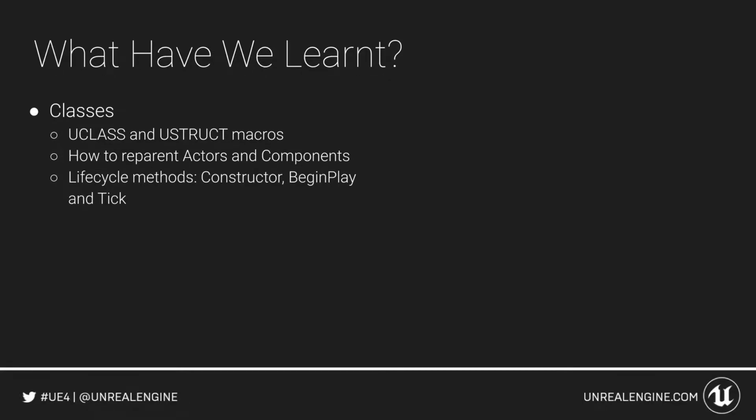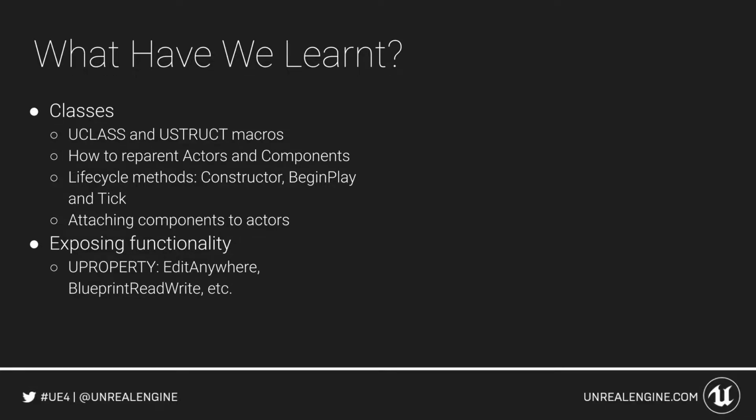Then we have looked at the lifecycle methods that replace the lifecycle events in Blueprint, the constructor, BeginPlay, and Tick, or TickComponent. And we've looked at attaching components to actors entirely in C++ in the constructor. Then we went on to have a look at exposing functionality from those C++ classes into the Blueprint classes. We did this using the uProperty macro. We had options such as EditAnywhere, BlueprintReadWrite on that macro that allows us to access variables from C++. We also had a look at the uFunction macro, which had options such as BlueprintCallable, BlueprintPure to allow us access again from Blueprint.